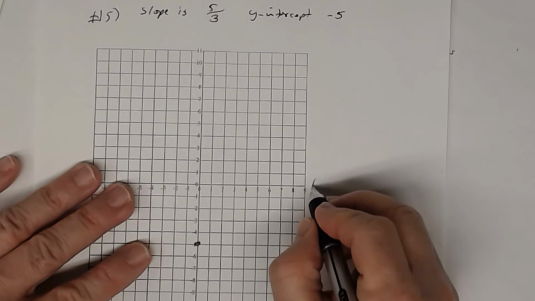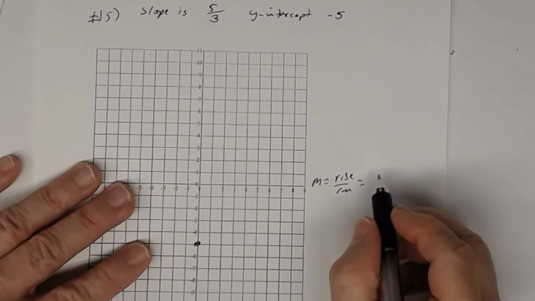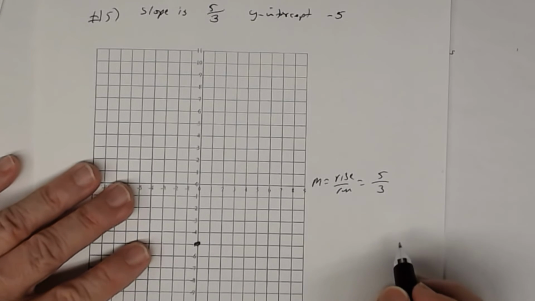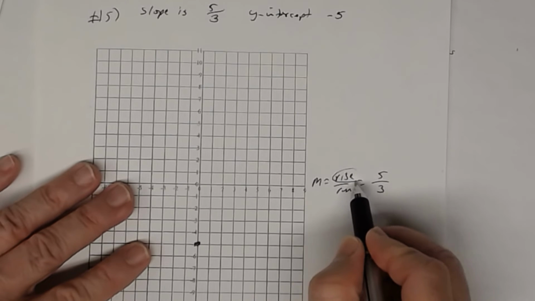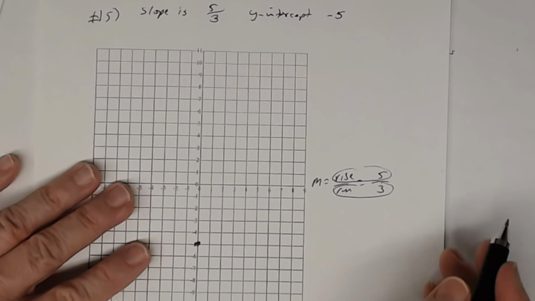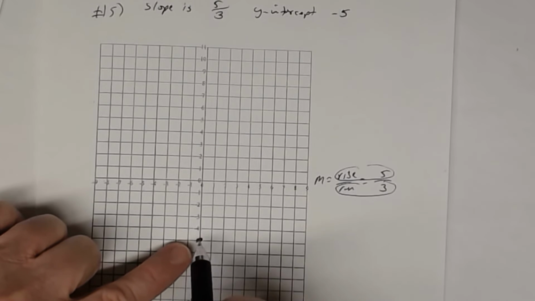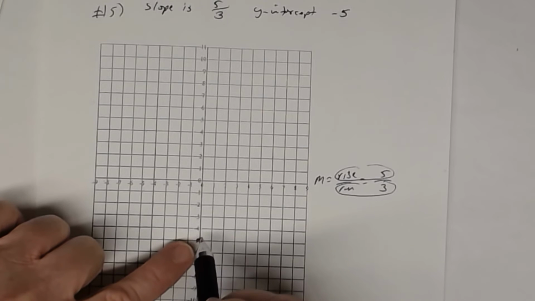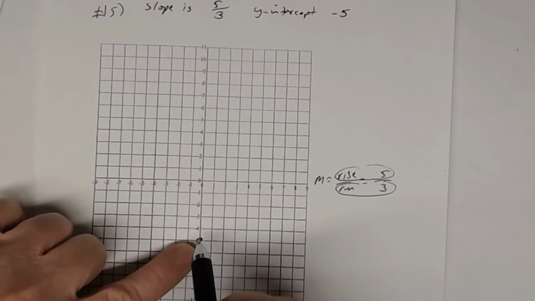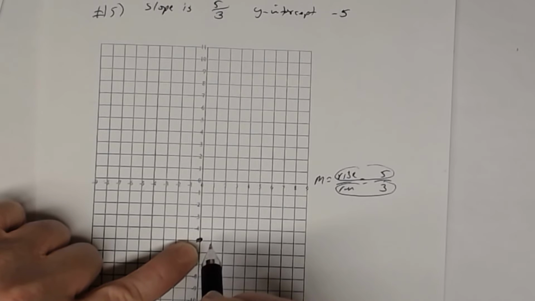And I'm going to use the slope. Remember, the slope is rise over run, right? And my slope is 5/3, so +5 divided by +3. I'm sorry, my rise is +5, and my run is +3. Now remember, to find the other point, you're going to start at one of the points you already know, okay? So I know one of my points. One of my points happens to be this y-intercept. From that point, you can use rise over run to help you find the other point.